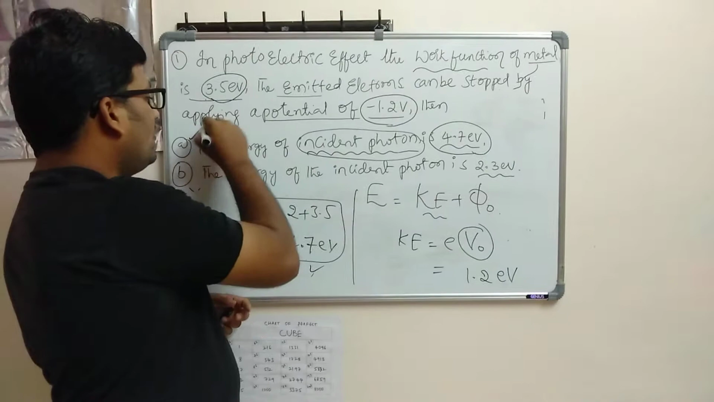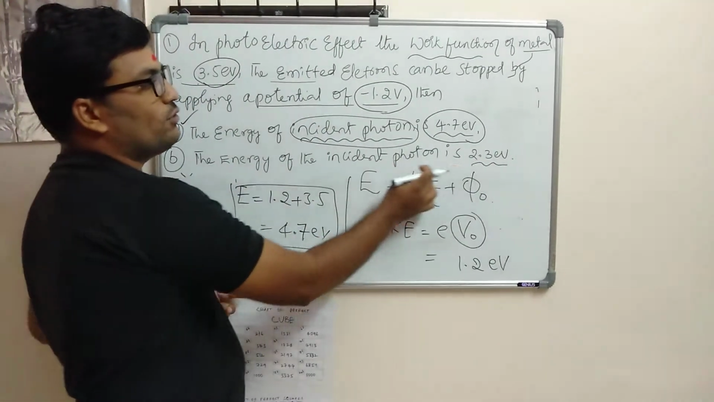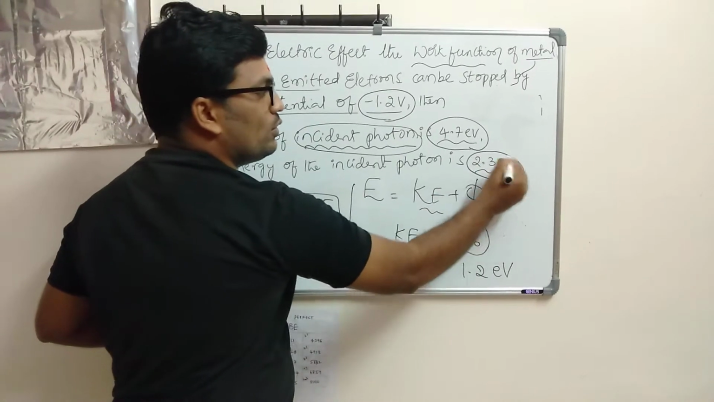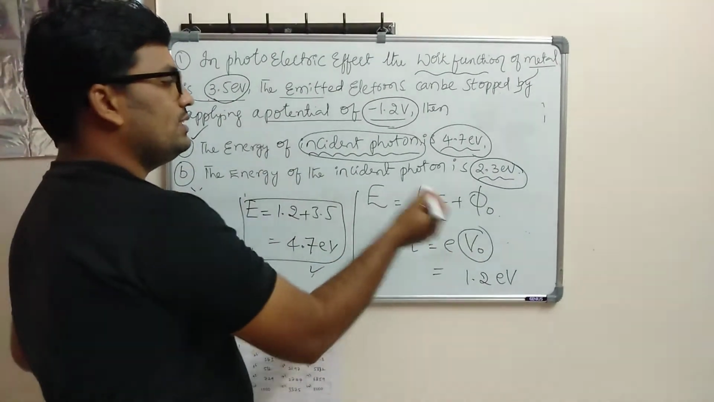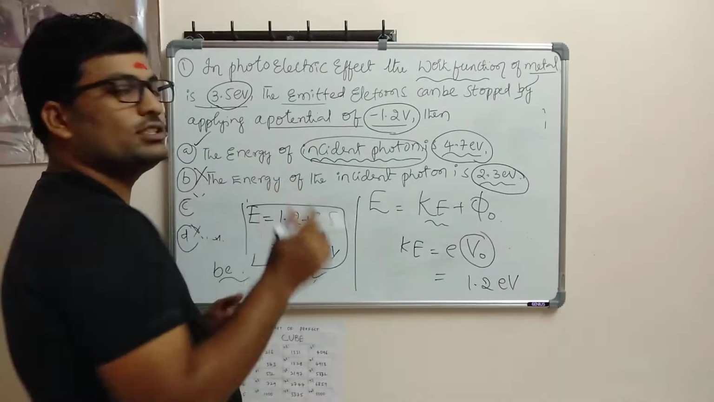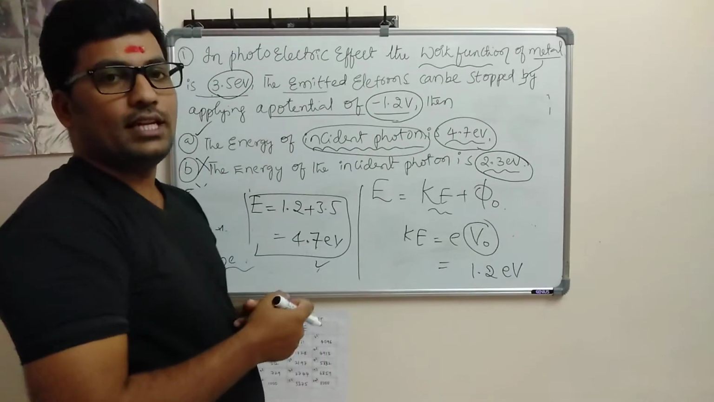This is the answer. And for the second answer, you see 2.3 volts. Here the energy of the incident photon is 2.3. It is clearly lower than the work function, so the electron will not be liberated. So this option is a wrong option. The first option is the correct option. So next is the next question.